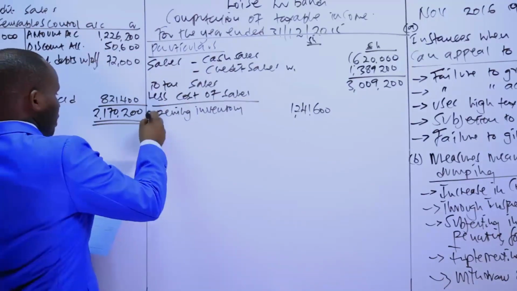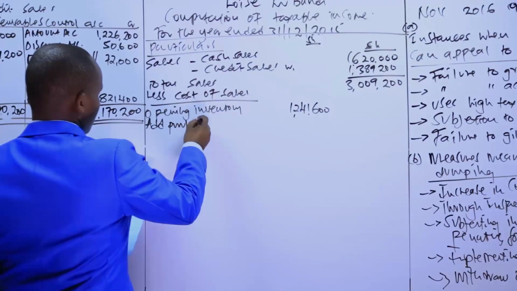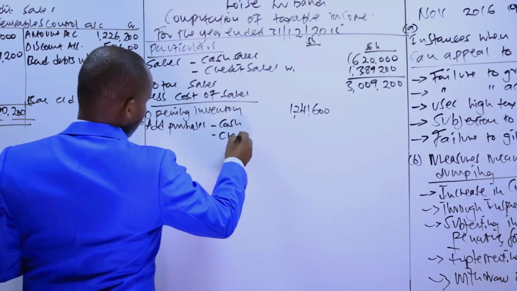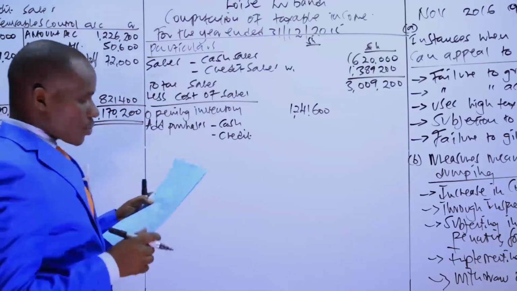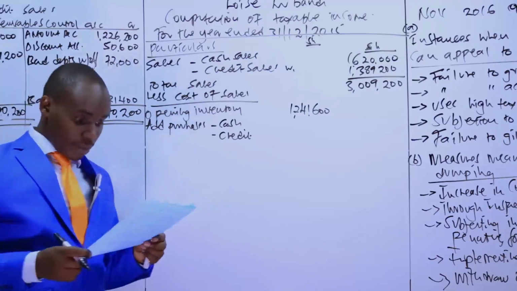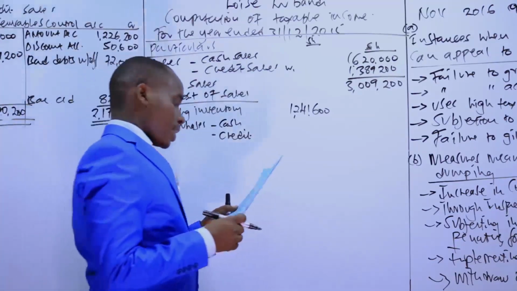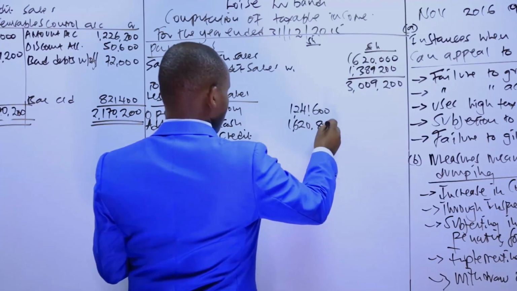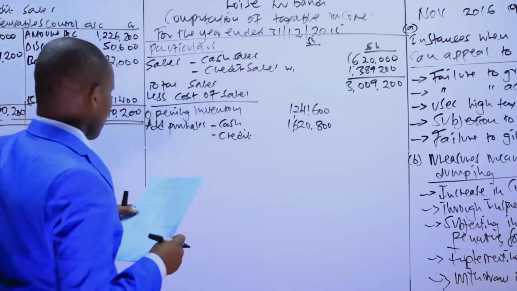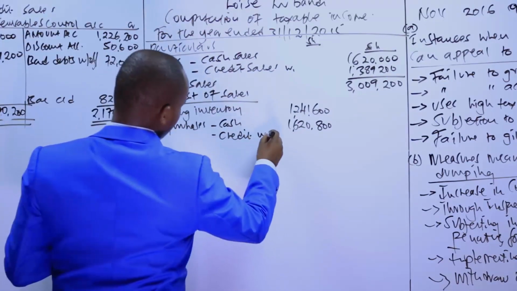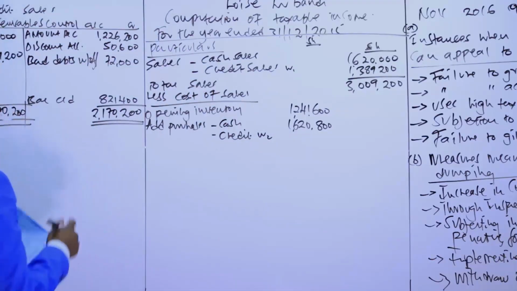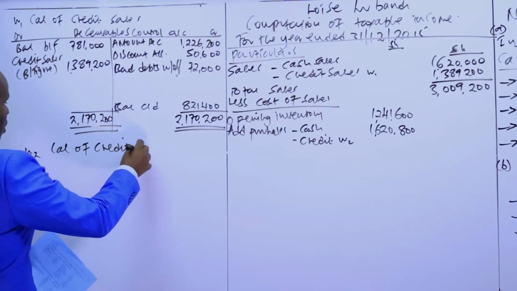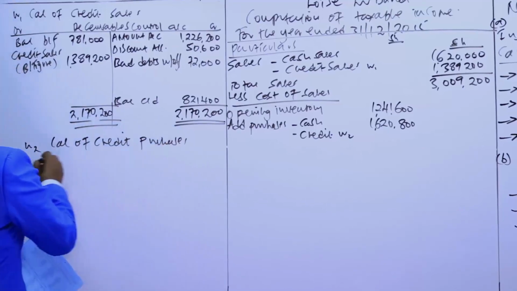Then you add purchases, both cash and credit. In the cash book summary, that is where we get the cash purchases: 1,620,800. Then for credit purchases, we need to do a working. So we have working 2, calculation of credit purchases.